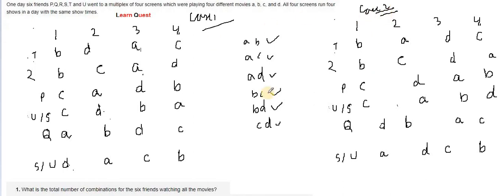For each case we don't know the order of U or S. So inside case 1 there are two cases. One case is when this is U and this is S, and one case is when this is S and this is U. Similarly here also case 3 and case 4. So in total there are 4 cases. So the answer for the first question, what is the total number of combinations for the 6 friends watching all the movies, is 4 combinations.